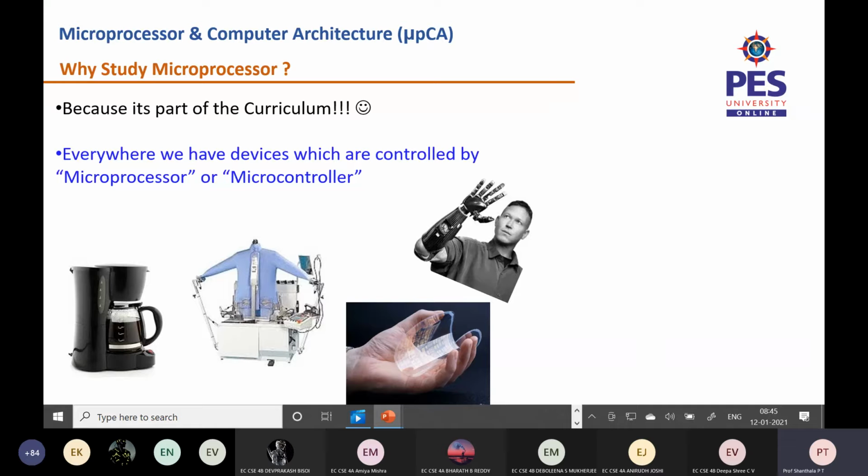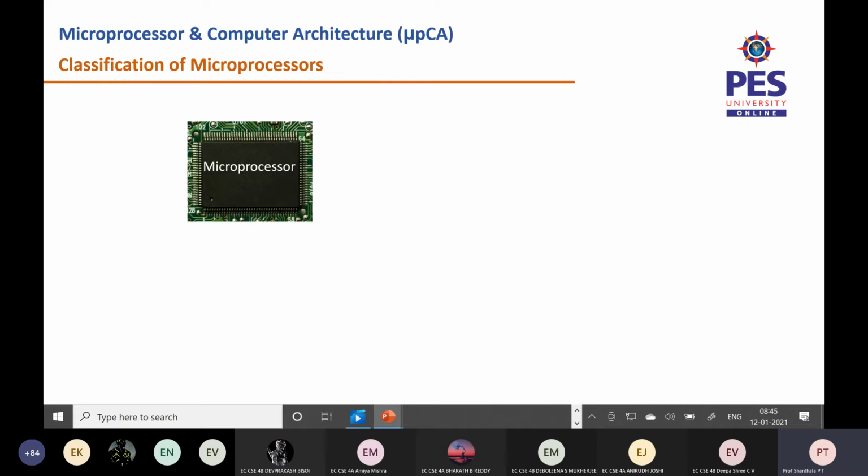So the device including your car braking system. So we need to know about the microprocessor. I mean, as a computer engineer, we need to understand why we have to study the microprocessor, and also we need to study the programming part of the microprocessor.